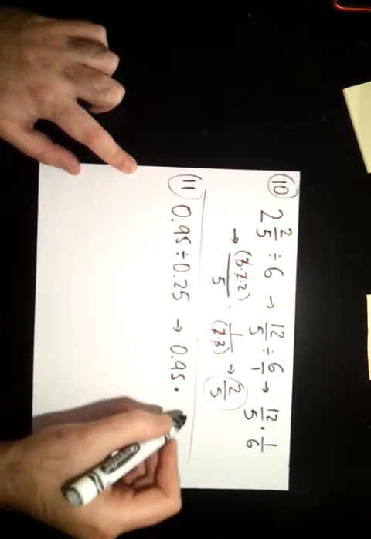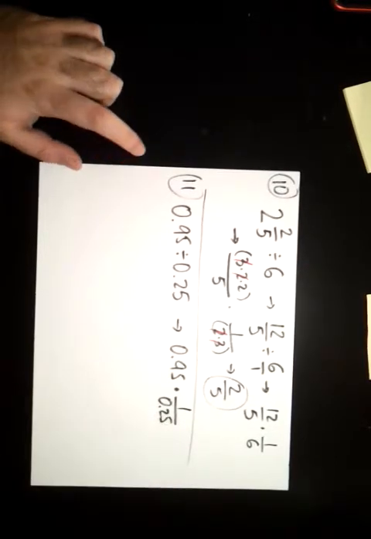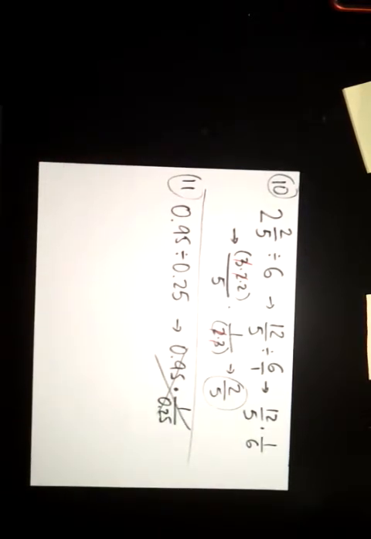Times, if I flip that, I get 1 over... yeah, that's really not any better. That's actually worse. That looks worse. So, no. Say no to that. Instead, we have a different set of rules for division. And this is what we do.